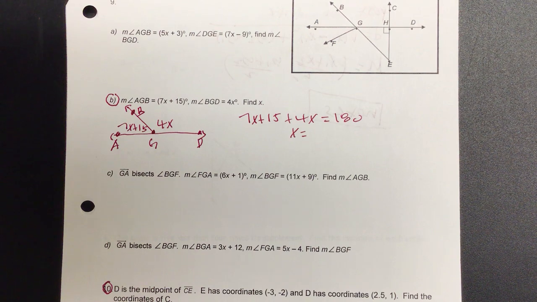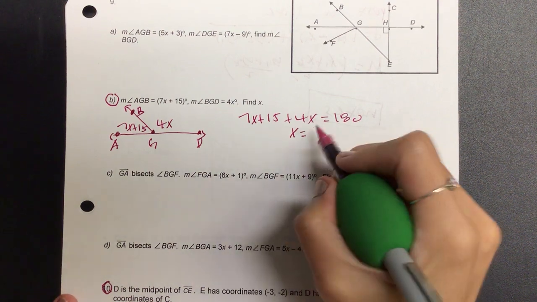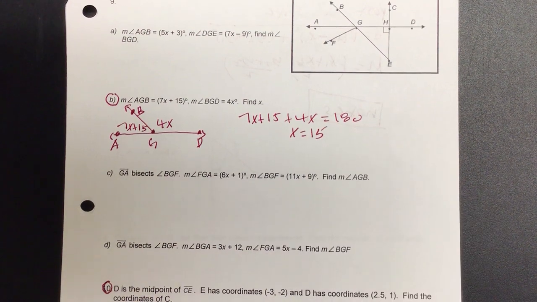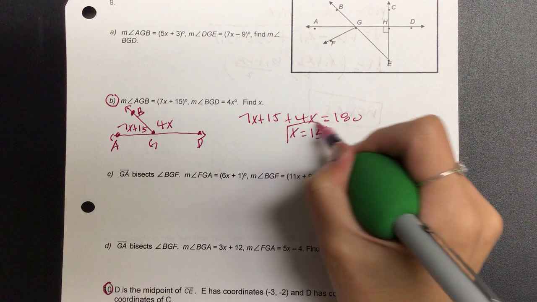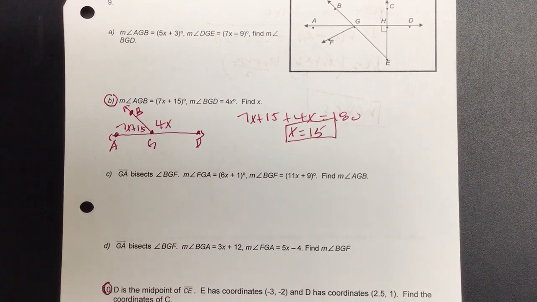Is something in the 2 digits? Anyone get 15? Yay. 15, and we're done, right? Let's go back to the question. It says find x, and we did. Always go back to the question, because I may be asking you to find a specific angle measurement instead. Okay, questions on this? Good? All right, let's go on to number 10.